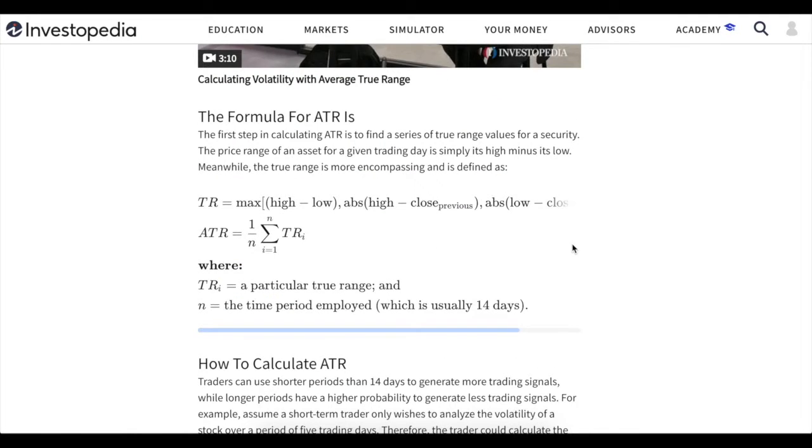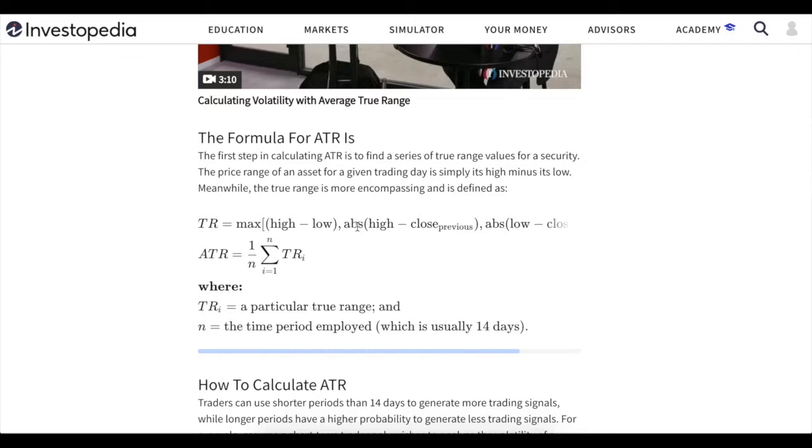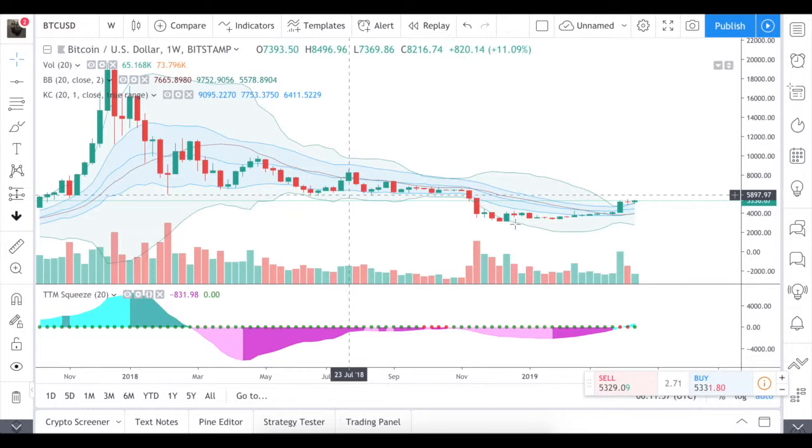Average true range also measures volatility, and for a certain point of the chart it is calculated by finding the greatest value of either the current high less the current low, or the absolute value of the current high less the previous close, or the absolute value of the current low less the previous close. So this is the formula right here, the max of one of those values, and then you usually average it over a certain number of periods, like 14 for example. Taking this value multiplied by 2, adding it to the exponential moving average, and then subtracting it from the EMA, you will have these channels, the Keltner channels.